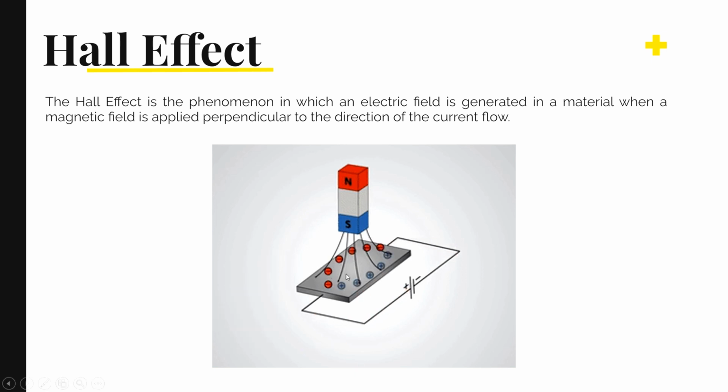So as a result of this deflection, these charge carriers accumulate to one side of the conductor, which creates an imbalance of charges. So this accumulation of charges also creates an electric field which is perpendicular to both the magnetic field and the direction of electric current flow. So this electric field further produces a voltage which we know as the Hall voltage. We'll study and measure the Hall voltage in our experiment today.